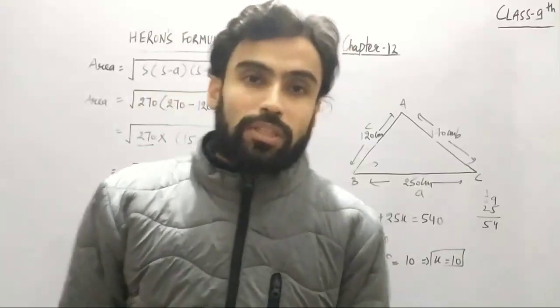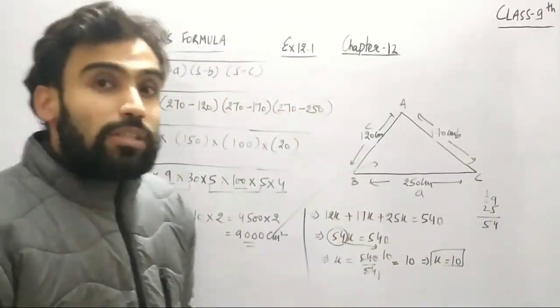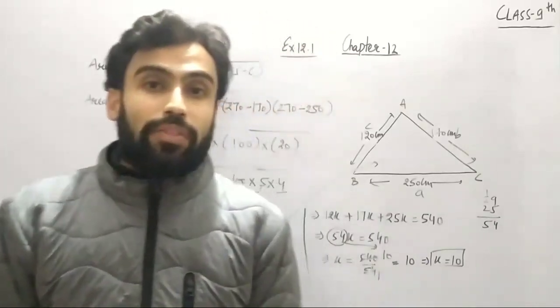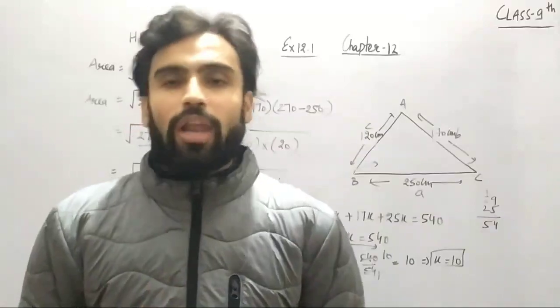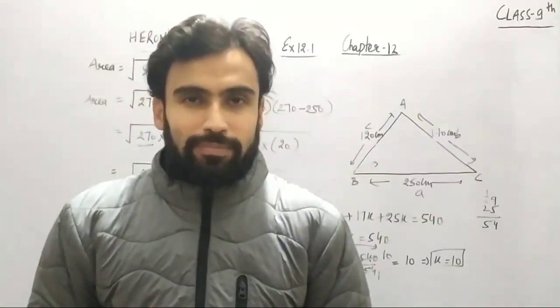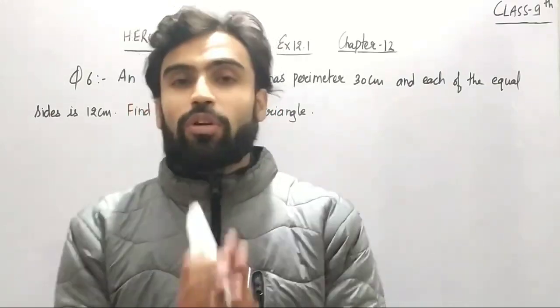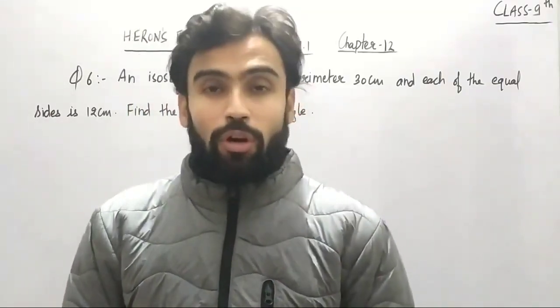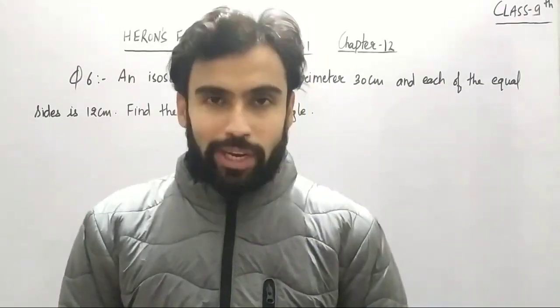So you can see this is how you have to calculate the area of a triangle when the sides of the triangle are given in the ratio, right? And you can see the perimeter is also given. So that was all in this type of question here. So students, let us move on to the next question here. That is going to be the last question of this exercise 12.1. So understand it very carefully, right?